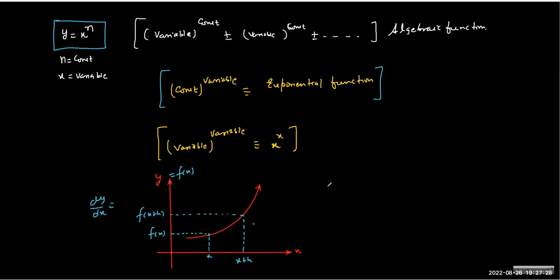So you write del y by del x. So del y by del x is how much? Write down secant. f of x plus h minus f of x. Proceed with me, please, everyone.